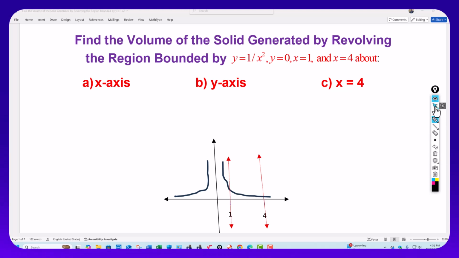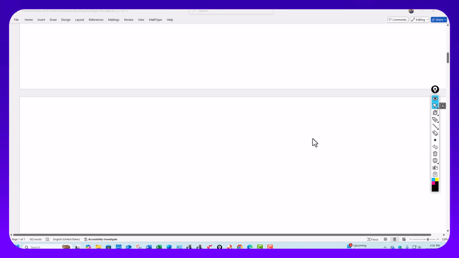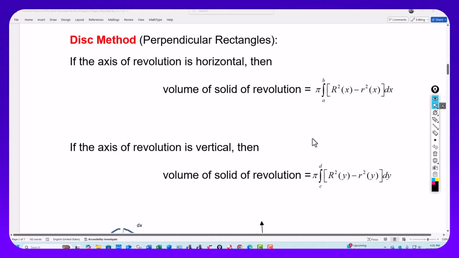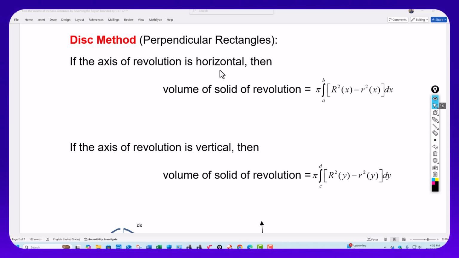So let's look at a quick review here. There are several methods you could use. In some cases, either one will work; sometimes it's more convenient to use one rather than the other. The disk method, which we looked at in some other examples before, uses perpendicular rectangles. If the axis of revolution is horizontal, in other words, if you're revolving around, say, the x-axis or a horizontal line like y equals 4, you're going to use perpendicular rectangles, and you'll be integrating with respect to x.